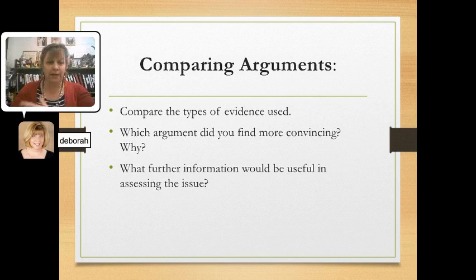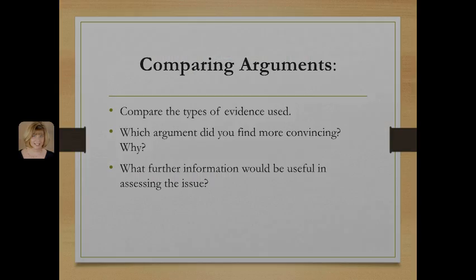So you can compare the different types of evidence used, and figure out which argument you found most convincing and why. What was it about that argument that actually convinced you? And again, watch out for emotional appeals. And then what further information might be useful in assessing the issue? In other words, what else would you still need to know in order to come to a good conclusion?